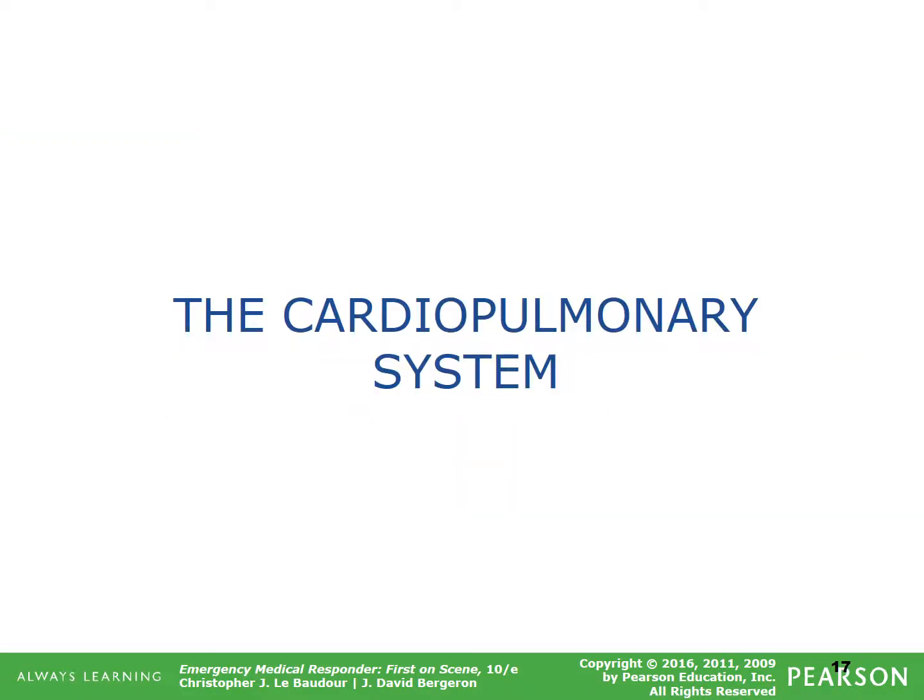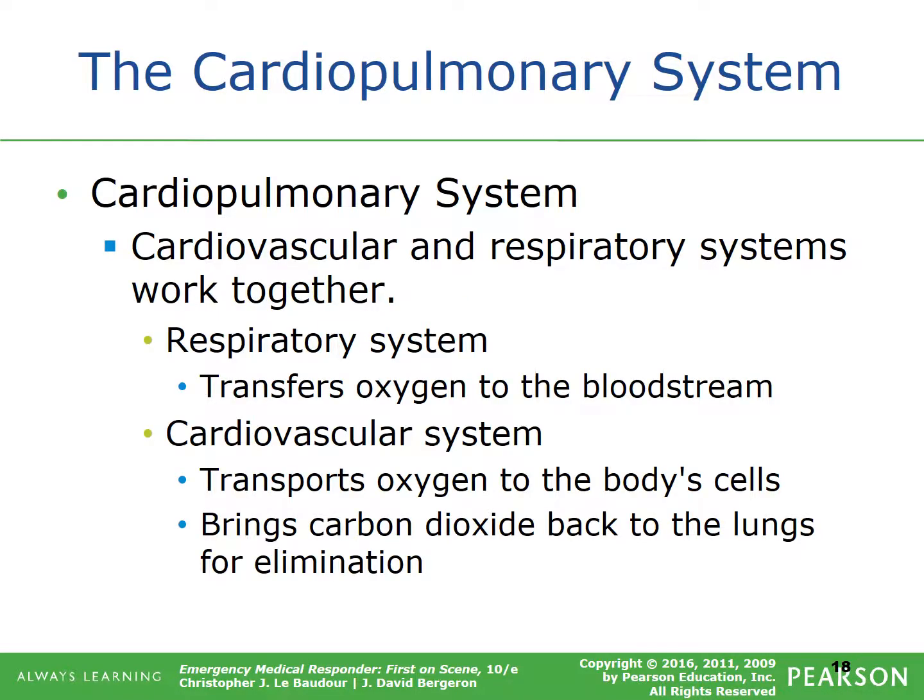Let's now talk about the cardiopulmonary system. Aerobic metabolism requires a constant supply of oxygen attained through breathing air, which contains about 21% oxygen. The respiratory system introduces oxygen to the bloodstream and expels carbon dioxide from the body. The cardiovascular system carries the oxygen to the cells and carbon dioxide away from them. Both systems must function adequately together.